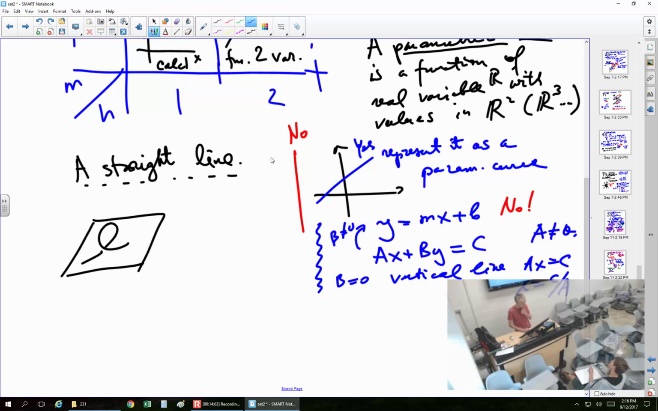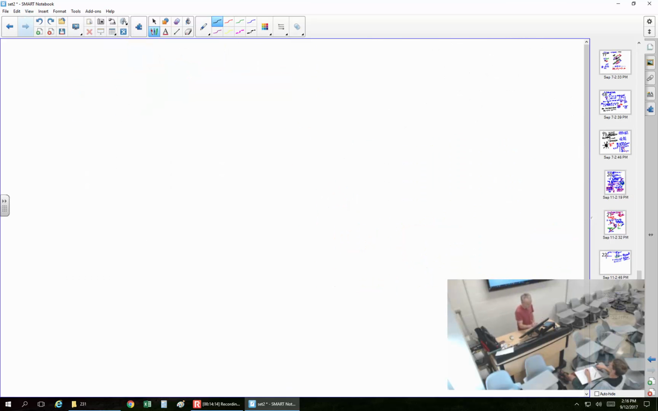Okay, so straight line. Let me pick a specific one, and let's just go through these. Let's say I start at the point 1, 2. We're going to do it in the manner that does not really refer to calculus 1 as much, but more the way Newton did it himself.